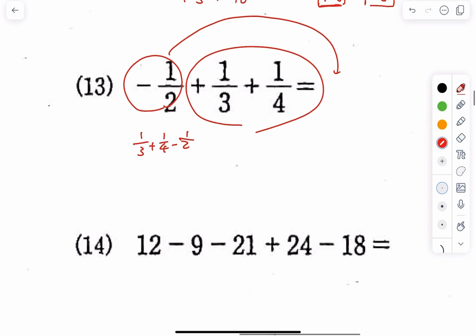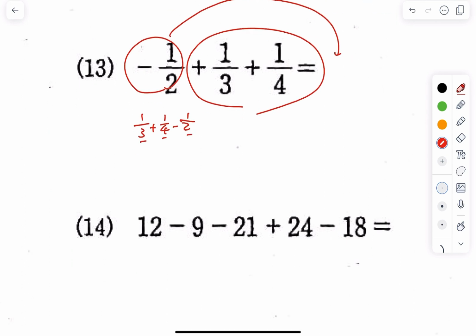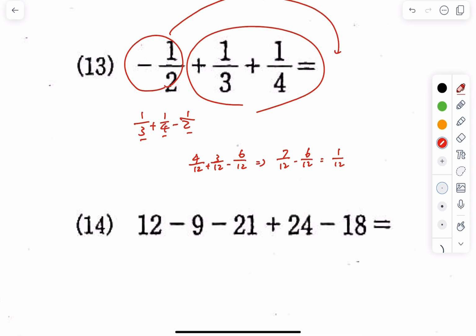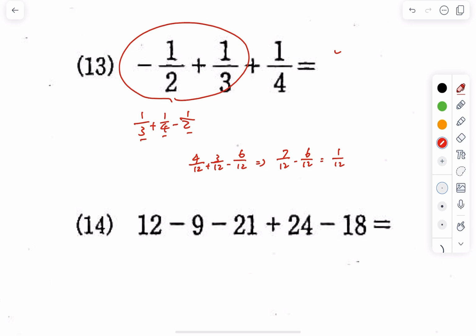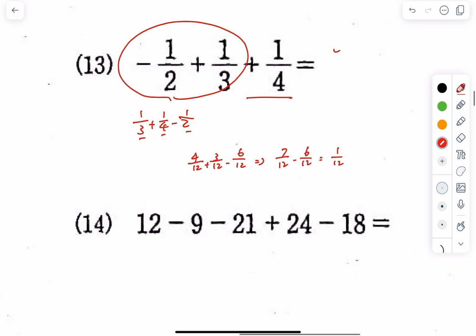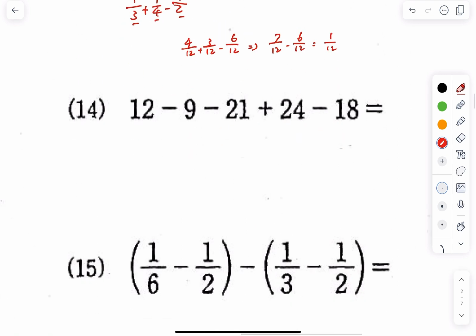So now, LCM of 3, 4, 2 is 12, so 4 over 12 plus 3 over 12 minus 6 over 12. All right, so we have 7 over 12 minus 6 over 12, which is equal to 1 over 12. Right? See, if you are doing this question one by one, you have to deal with the negative first, then you have to add a number, which just makes things so much harder. If you rearrange the terms, do the addition first, you don't even have to deal with negatives later on, okay? Question number 14.